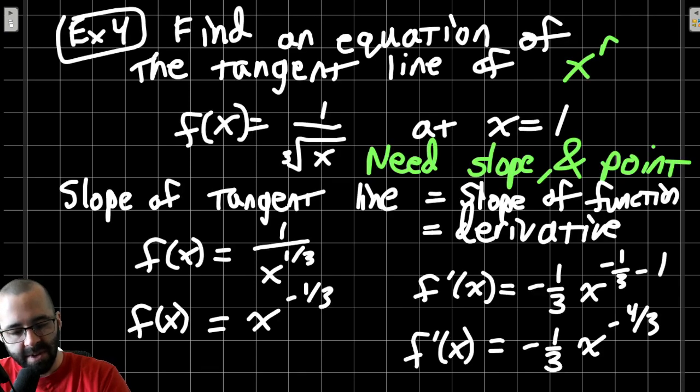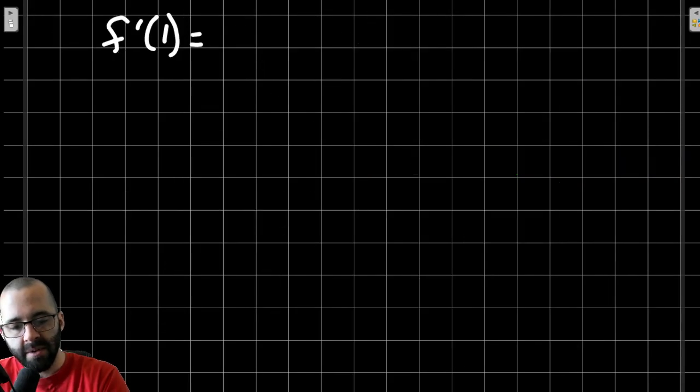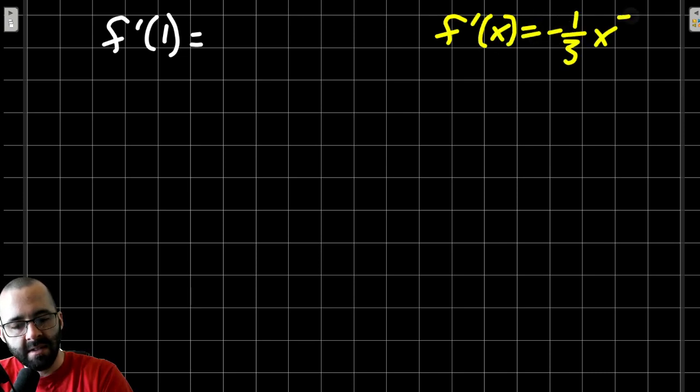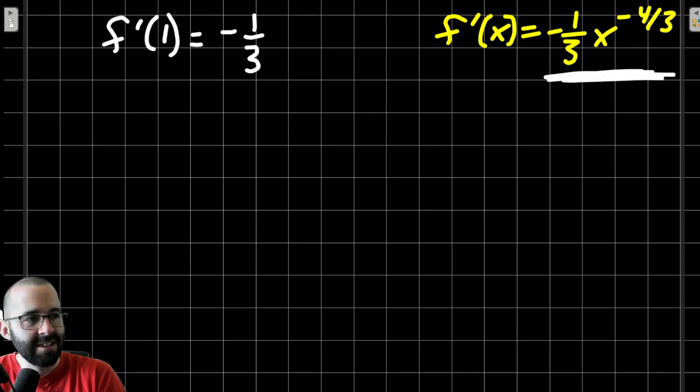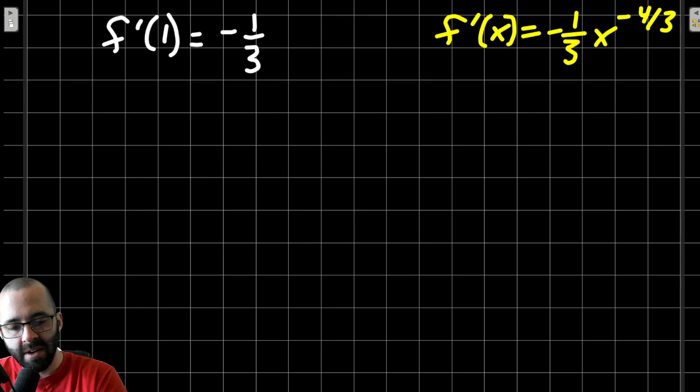So what was our formula? Negative 1/3 x to the negative 4/3. I'm going to write that down. Remember, it was negative 1/3 x to the negative 4/3. And we are just plugging in x is equal to 1. We're going to get negative 1/3. Oh, and here is where it's a little weird to plug in x is equal to 1 in this form. Let's rewrite it. You don't have to rewrite it, but let's rewrite it a little bit on the right here.